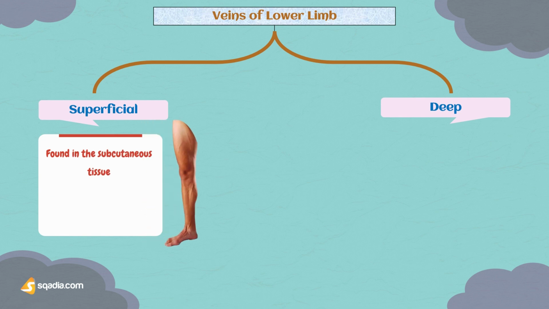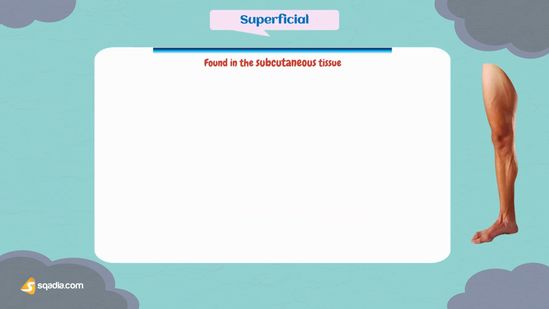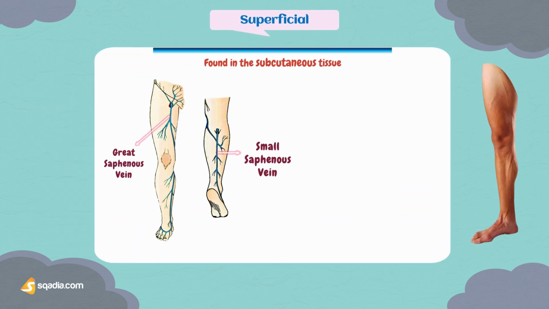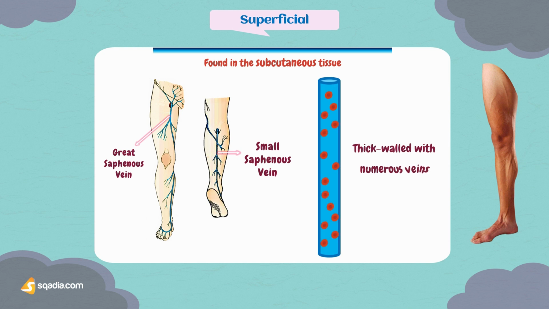They include the great and small saphenous veins and their tributaries. They are thick-walled because of the presence of smooth muscle and some fibrous and elastic tissues in their walls. Valves are more numerous in the distal parts of these veins than in their proximal parts. A large proportion of their blood is drained into the deep veins through the perforating veins.